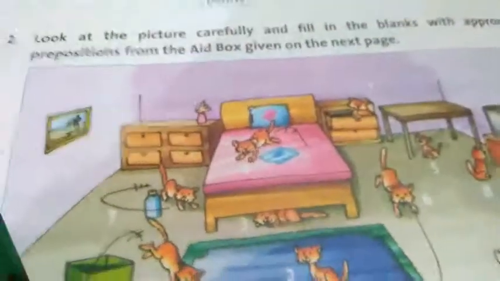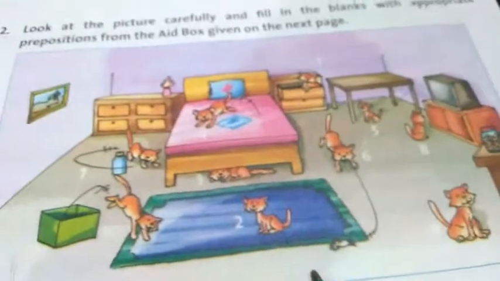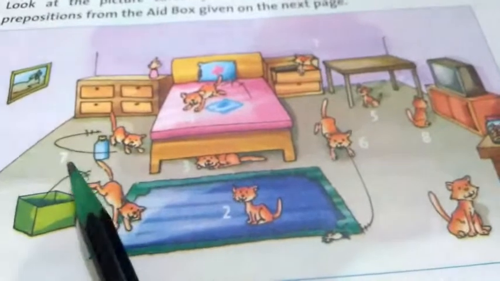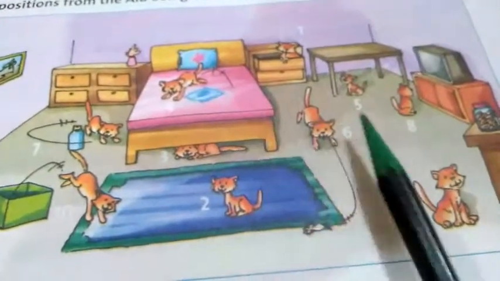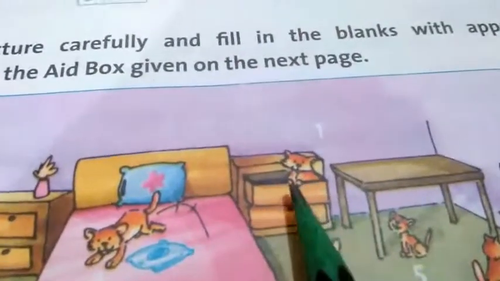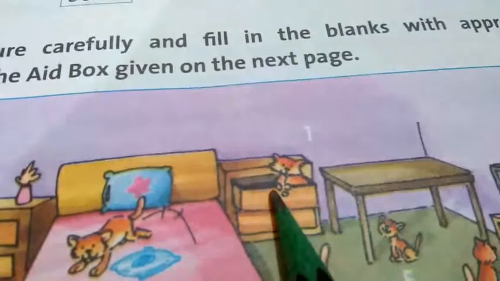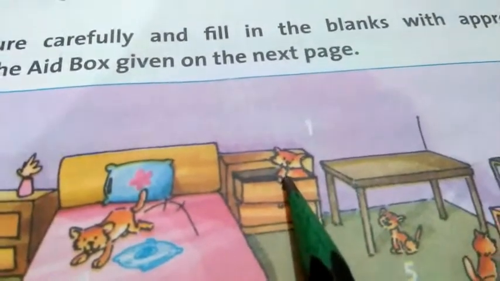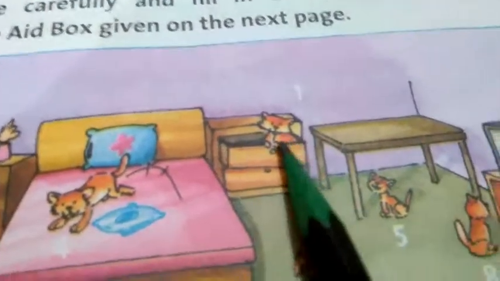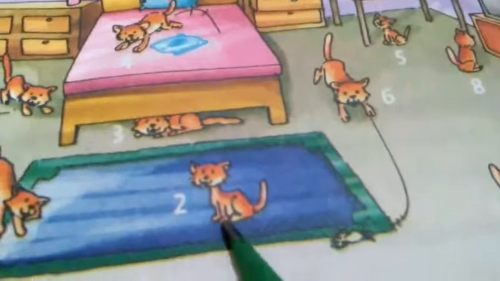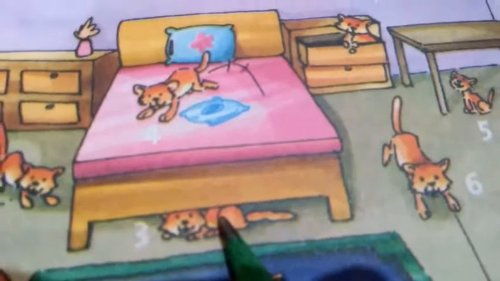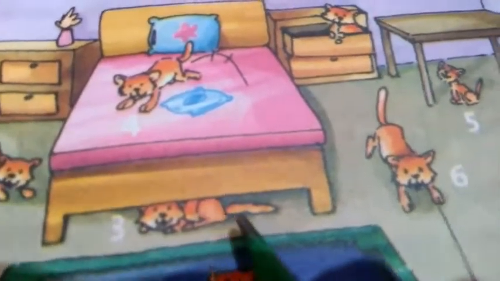Now let's see the other exercise. This is again a picture. See the picture carefully. There are some numbers written near the kitten. Where is 1? This is 1. Number 1 kitten is sitting. Where is it sitting? Inside the drawer. Now number 2. Kitten is on the mat. Third kitten is sitting under the bed.